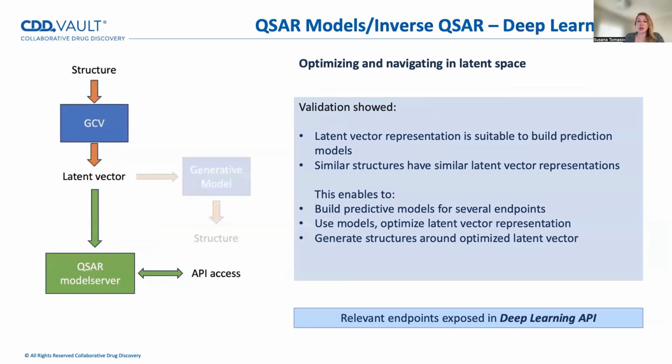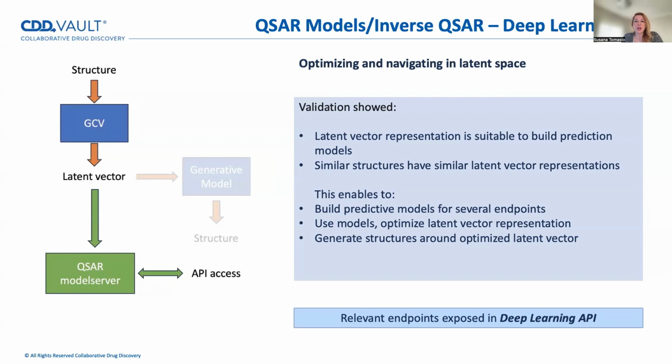So all of these functionalities are currently available in the CDD Vault interface. However, we do have another functionality which is currently available only via the API, and therefore it may be more suitable for computational chemists. And this is the ability to build QSAR models. You can upload a SAR dataset, and graph convolutional networks will create the features, the latent vectors, and then it will build a QSAR model.